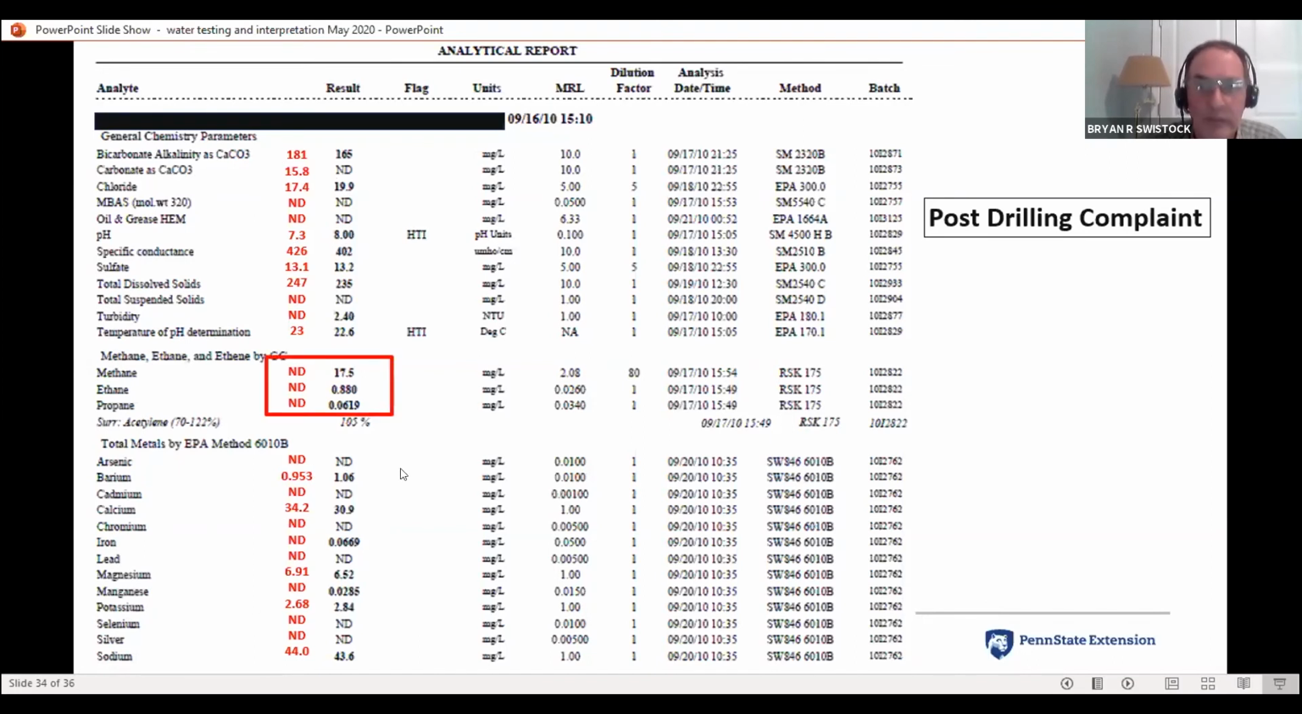But the really noticeable one as we look at this is the methane, ethane, and propane. They went from all non-detects to all detectable and significant concentrations. For methane, 17.5 milligrams per liter. That's a concerning amount of methane, in addition to the combination of ethane and propane being present when they were all non-detects. So here is a case where a methane migration issue could be fairly easily detected with a single pre-drill sample because they were all non-detects and they went up pretty significantly afterward.